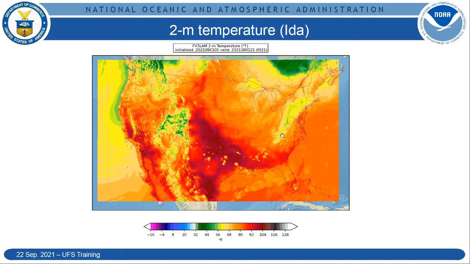And then you can also sort of see the effect of orography across the western US where the mountainous terrain is located, and you'll see cooler temperatures there too. So I just thought that was kind of a cool plot to show.